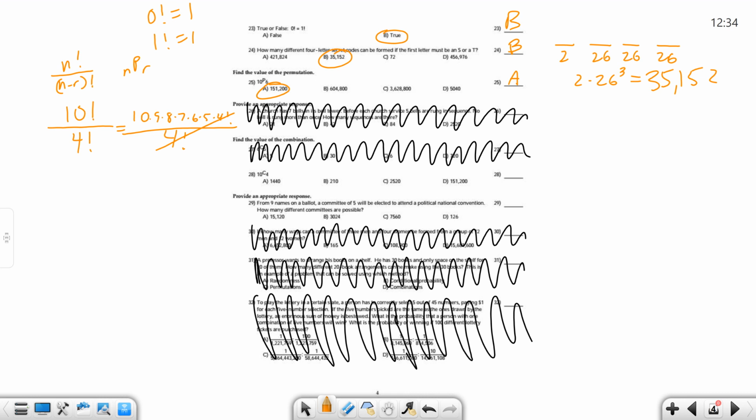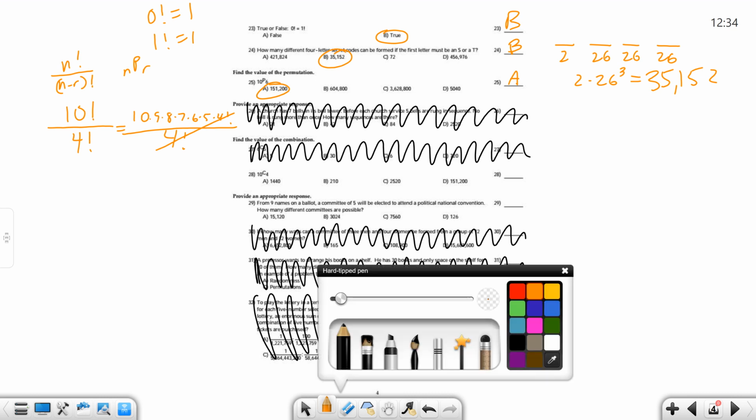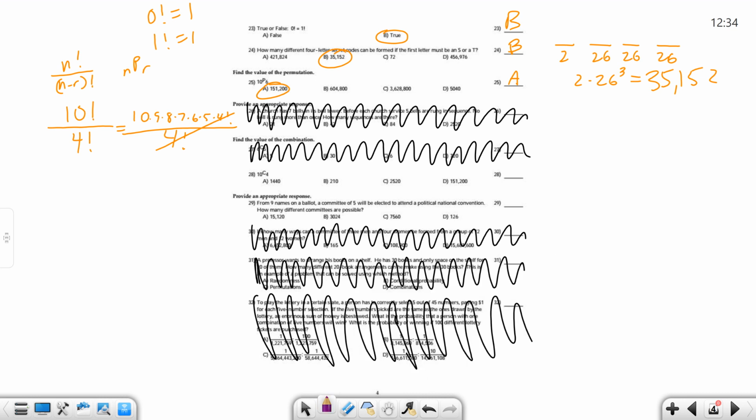For combinations, for 28, it's a little different here. For combinations, we have n factorial over r factorial times n minus r factorial. That's going to be NCR. So this one's going to be 10 factorial over 4 factorial and then 6 factorial, because 10 minus 4 is 6.